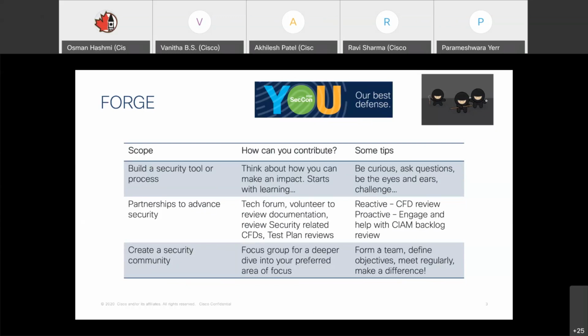So there could be two parts to it. One is reactive, which is just the CFD review, but the proactive piece is you're engaging and helping with the CIAM backlog. So I think that's one area I want to touch upon, and I'm going to talk a little bit more about this in the next slide. But essentially, these are external and internal security vulnerabilities.